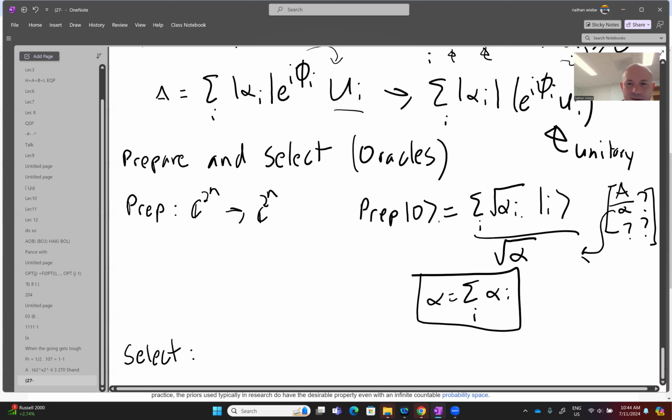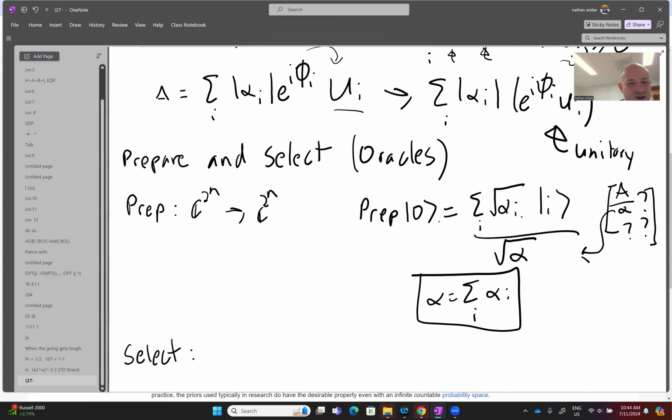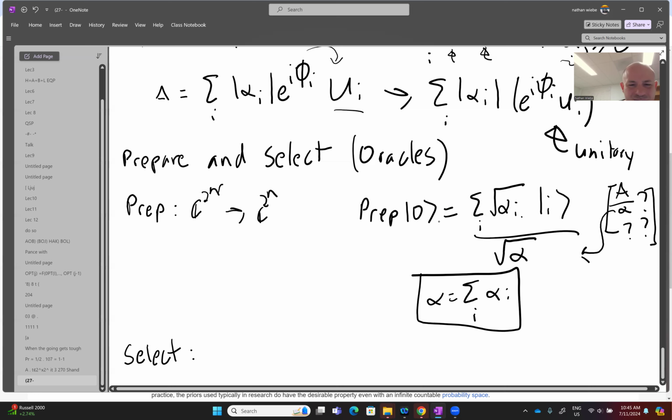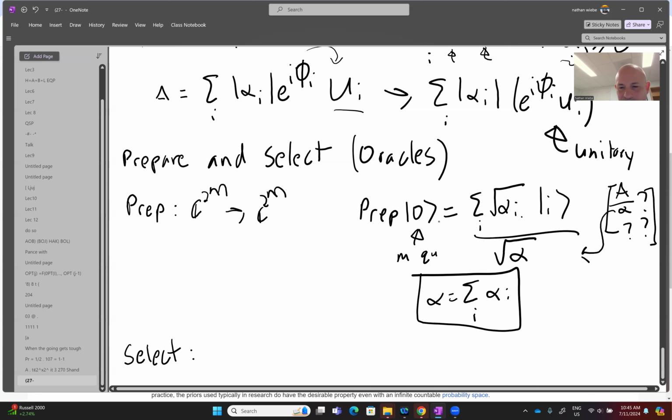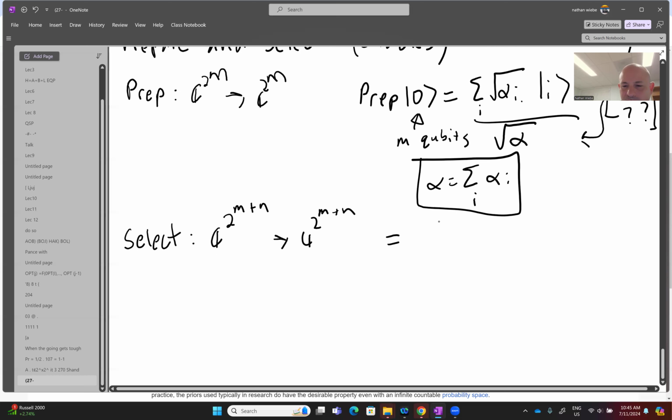And this will end up mapping the space over here, which unfortunately I said was n-dimensional. Let's make it m-dimensional by the power of sloppiness. So if this is m dimensions over here, this is now m qubits. Then select will end up mapping a vector space that's dimension 2 to the m plus n to 2 to the m plus n, and it is a unitary that has the following form. It is equal to the sum over i of |i><i| tensor U_i. Okay, wonderful.